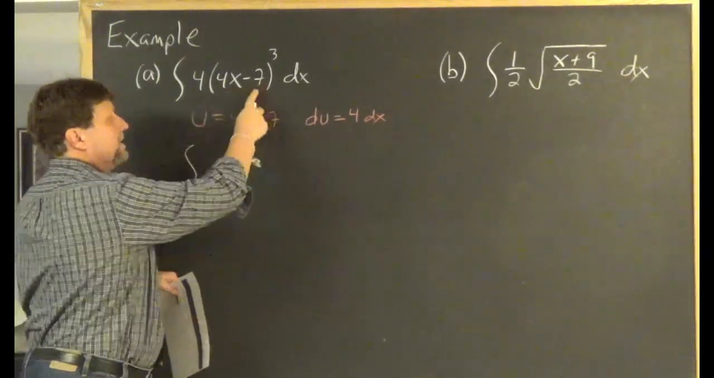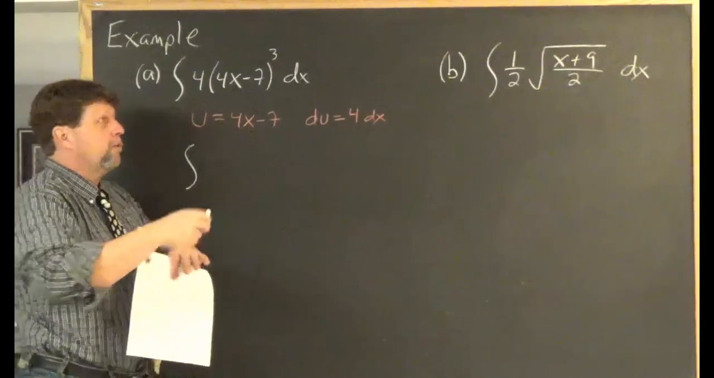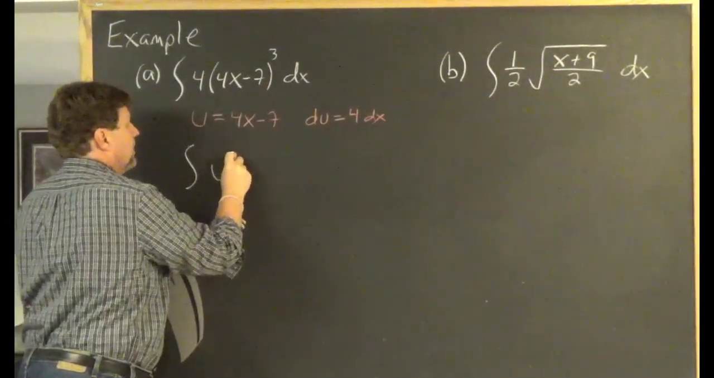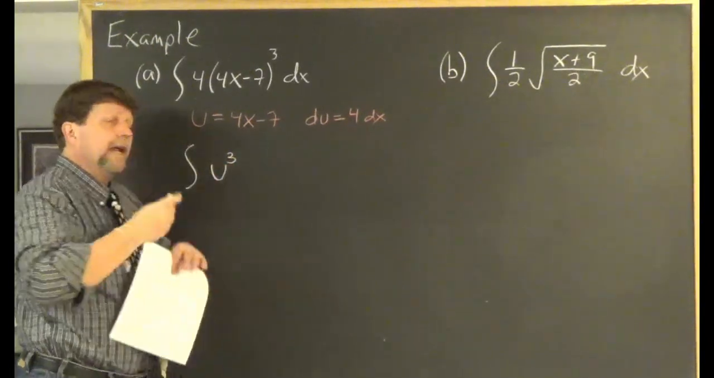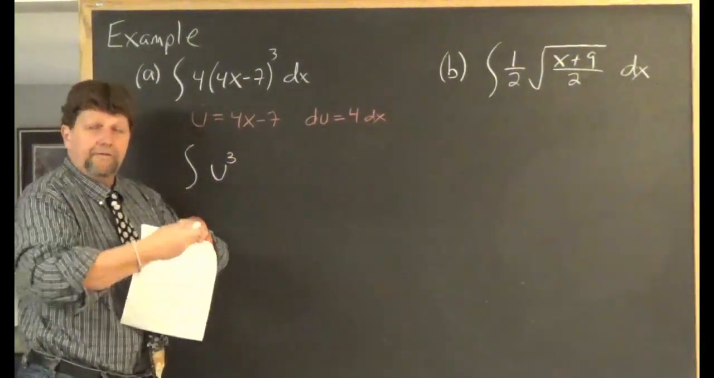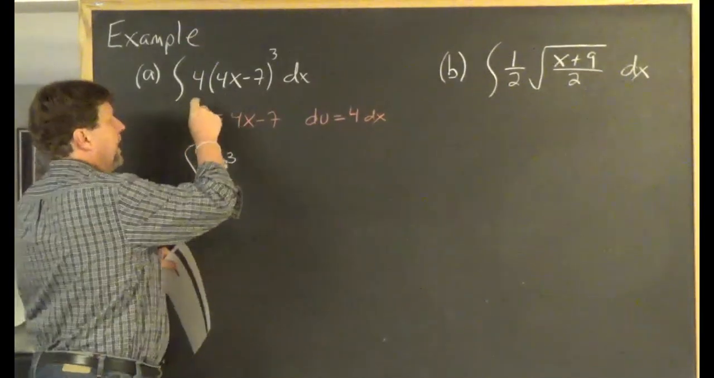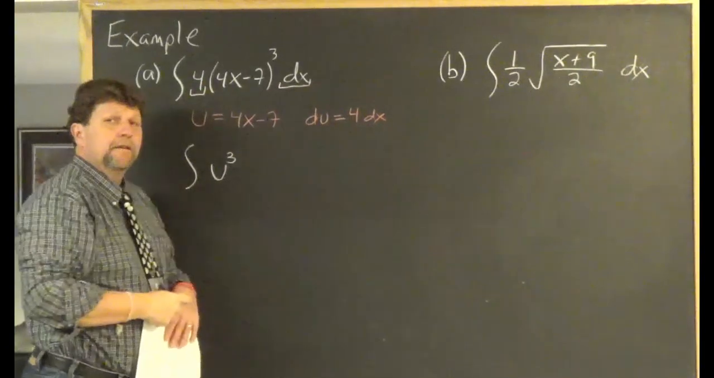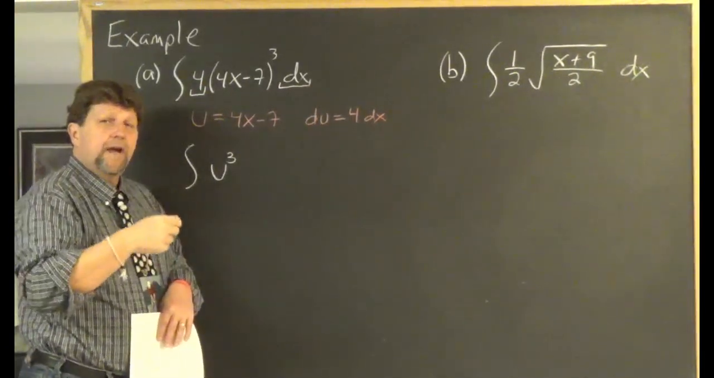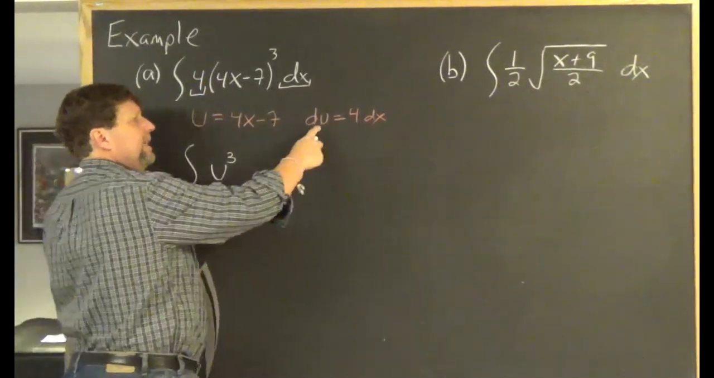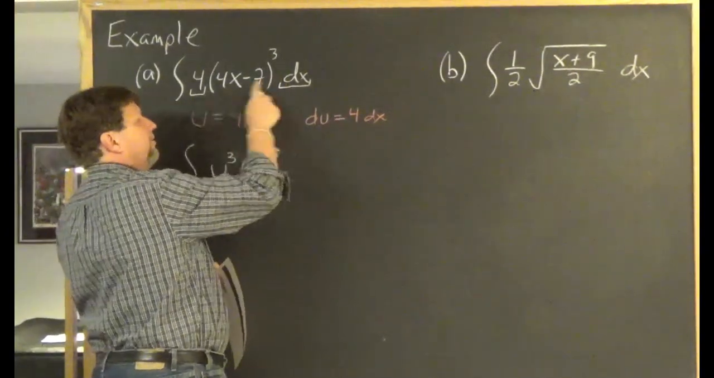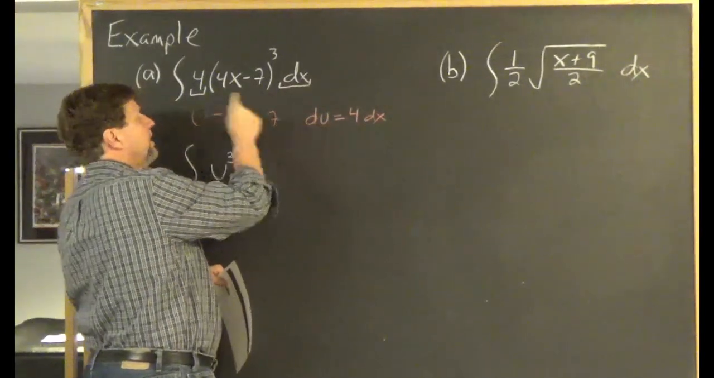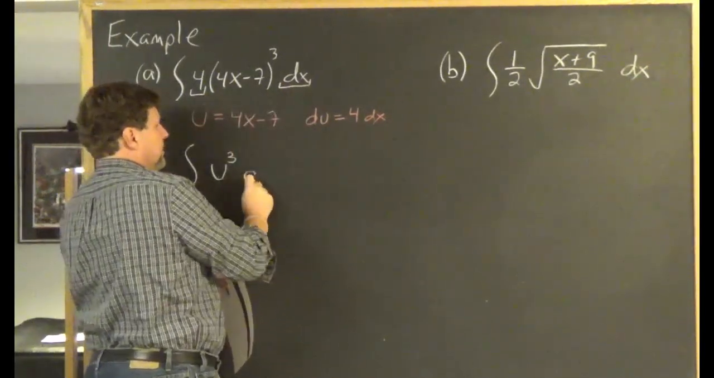U is 4x minus 7. So I put u in for the 4x minus 7, and notice that's going to give me a u cubed. And then I look at what do I have left from the original integral? Well, here's what I have left: 4 dx. It just so happens very nicely that du is equal to 4 dx. So I'm substituting du in for 4 dx.